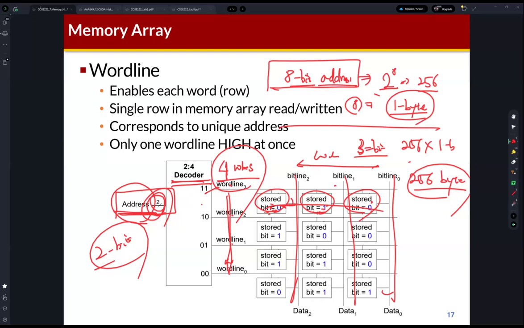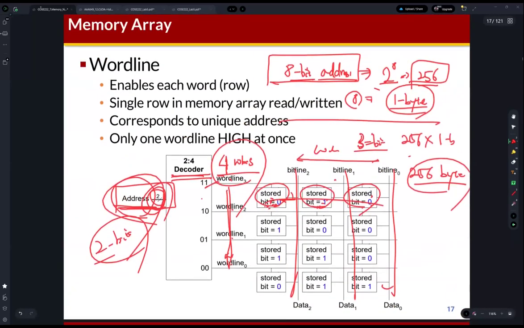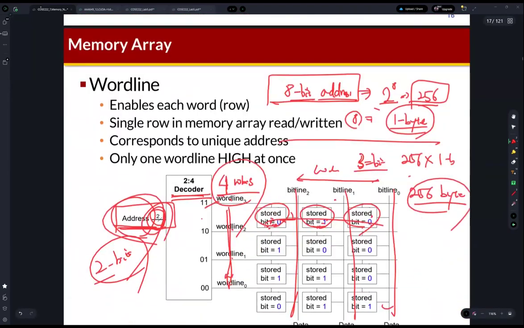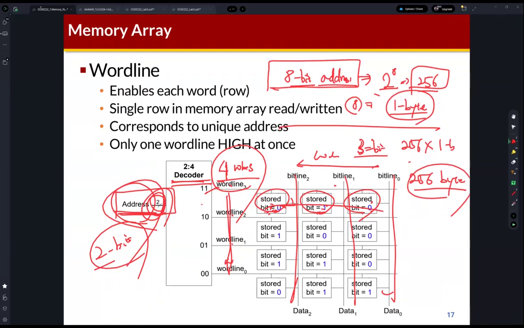So this is the maximum size for the 8-bit address. So for example, in a 32-bit computer system, the address has 32 bits, right? That's why this address bit width determines the maximum memory size of this 32-bit computer. The maximum size is 4 GB.